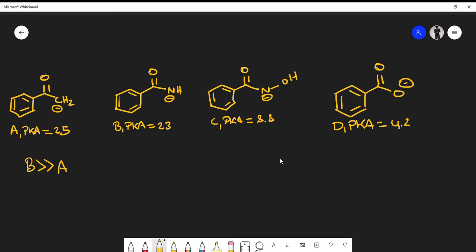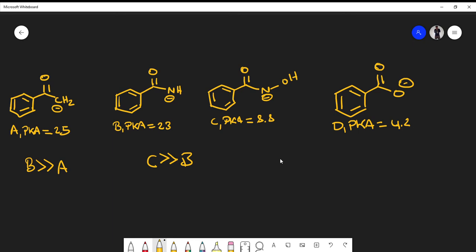Now, why is structure C a stronger acid than B, right? Structure C is a stronger acid than B, and it's actually immensely stronger than B. Why? Well, if you look, the negative charge is on the nitrogen in both. But what makes structure C much more acidic is the inductive stabilization effect from the adjacent oxygen atom.